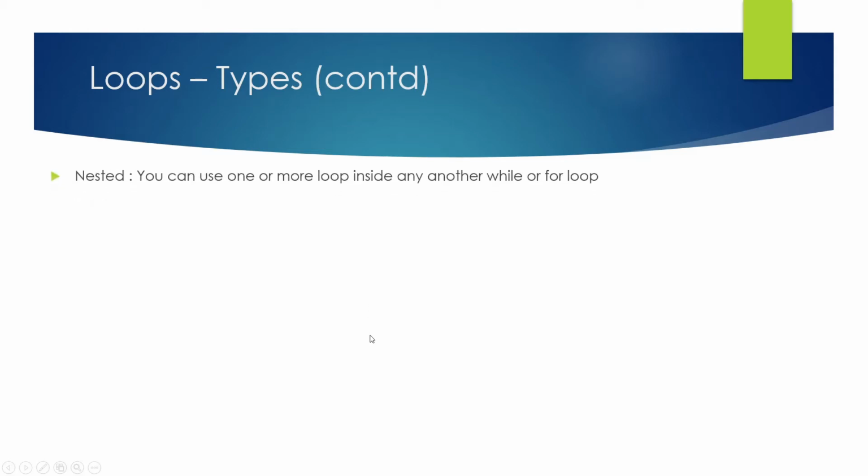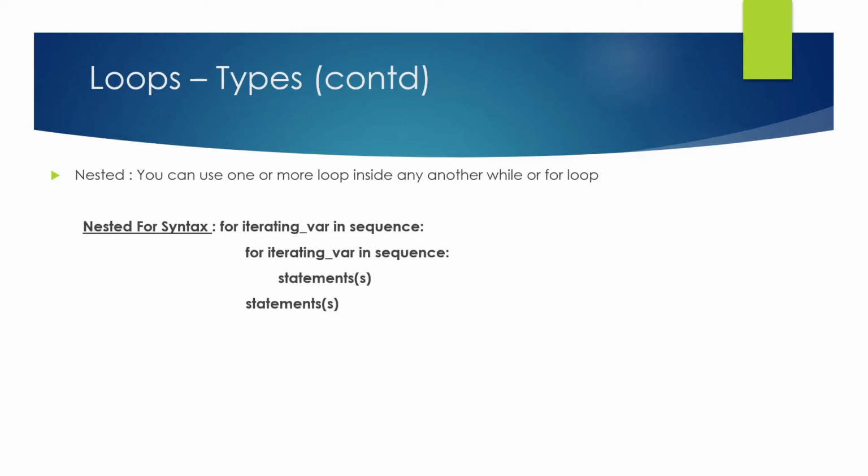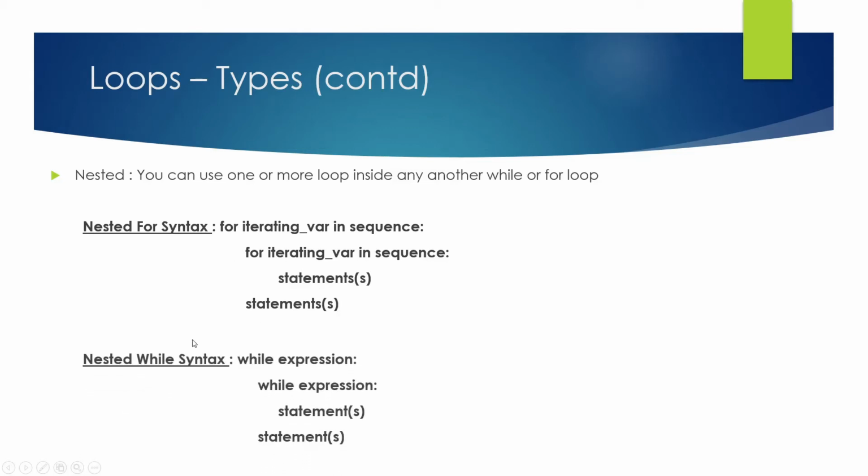Now let us move to the nested one. You can use one or more loops inside another while or for loop. This is the syntax for that. You can see that it's a for loop. It has an iterating variable in a sequence. Then again it has an iterating variable in a sequence. It will execute some statement and then it will execute some statement. So you can see it has created a nest over here, and that's how it works, guys. We'll take a demo for this as well.